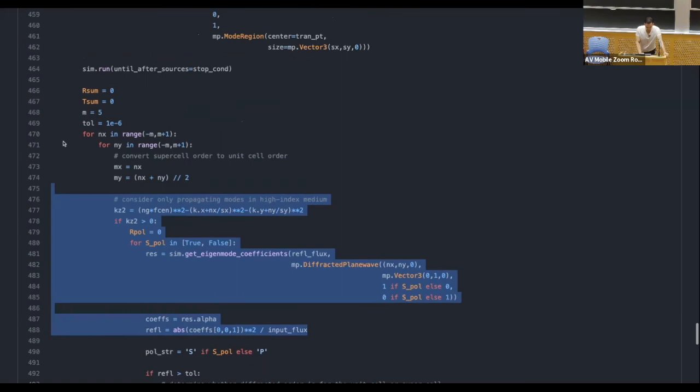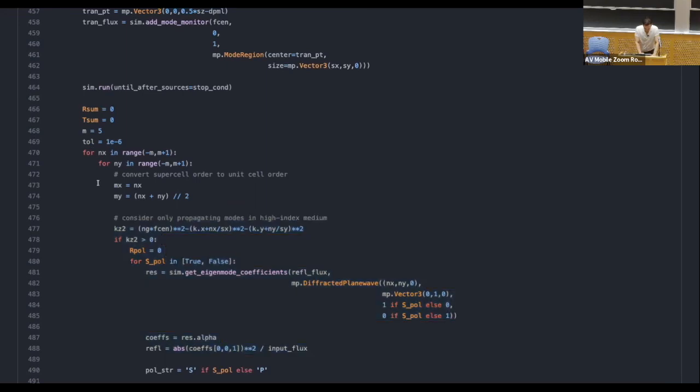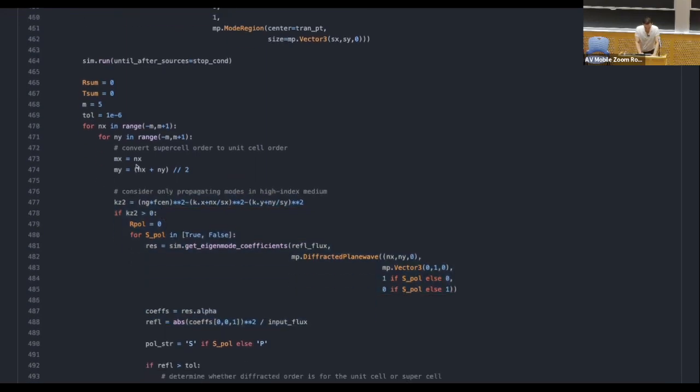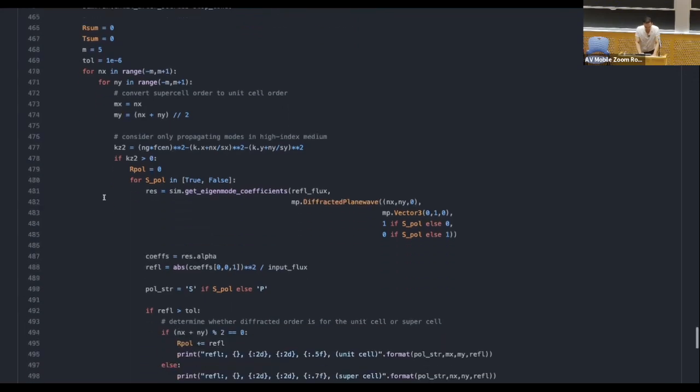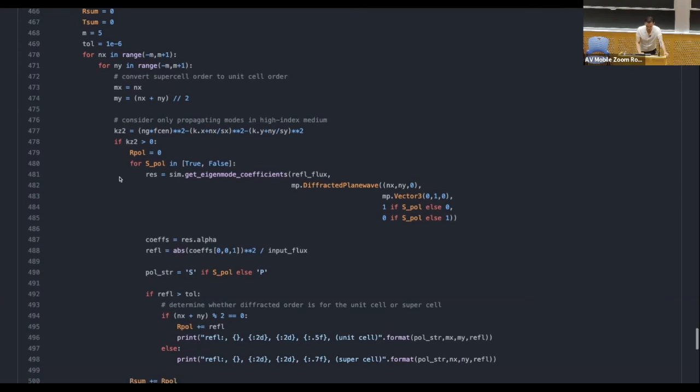We're going to do a loop over, in this case, the -5 to +5 diffraction orders. We're going to convert these diffraction orders into the actual orders of the unit cell using that formula that I showed you. And then we can verify whether it's an actual propagating mode by verifying whether the wave vector is real. If it is real, that means it is a propagating mode.